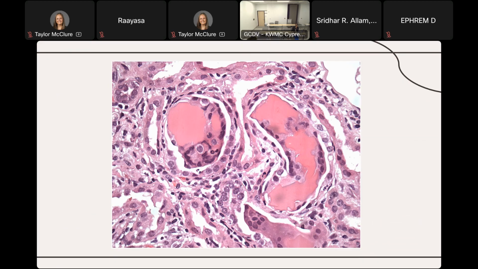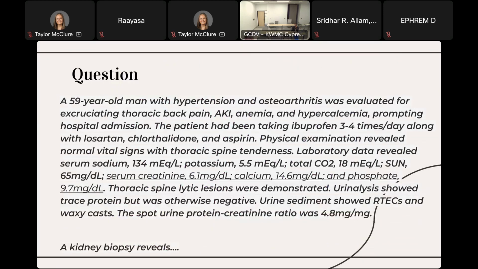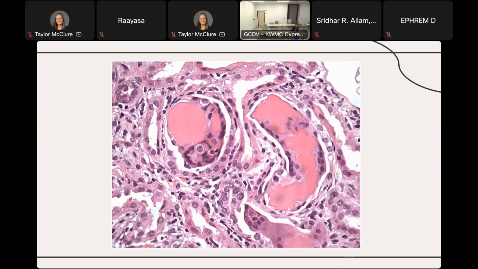Amyloid affects the glomerulus, and yes, you can see free amyloid in the interstitium. But in the right scenario, this patient is coming in with lytic lesions, severe hypercalcemia, and acute kidney failure. He has chronic low back pain, and he's also anemic, and he has nephrotic range proteinuria. What is this? Multiple myeloma. That's right. So this is cast nephropathy, light chain cast nephropathy. Now, what light chains cause cast nephropathy?